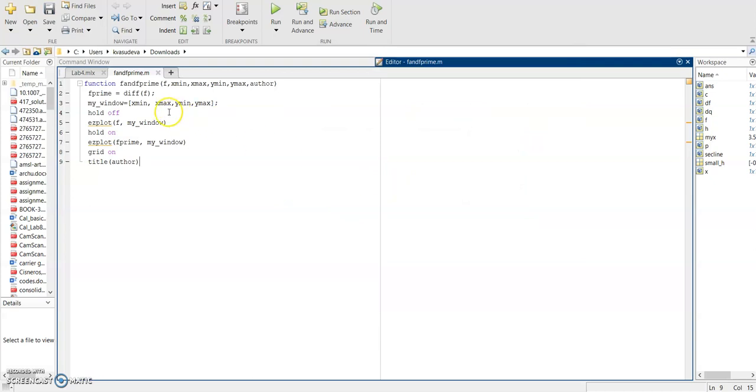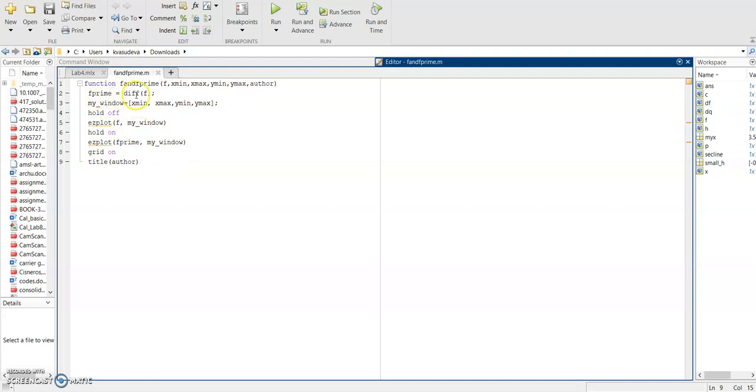What happens here is f is the function, and x minimum and x maximum is the interval. When you plot a graph you obviously mention x min and x max, so it's the same thing. Y minimum and y maximum is the y interval, and the author is the name that you want to give to your graph or the plots. When you give all the data in your live script, when you define f, x minimum, x maximum, y minimum, y maximum and the author, this entire function takes that data and processes it like this.